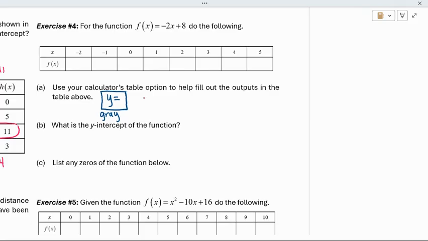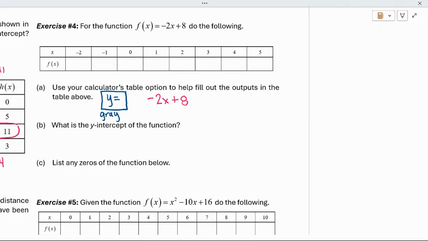So the next thing that we're going to do is type in this equation: negative 2x plus 8. Remember that x is this button right here, right above the pink button on your calculator. Use the negative, not the minus. Y equals negative 2x plus 8.